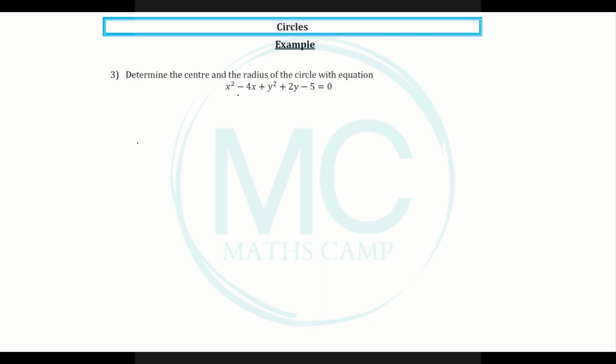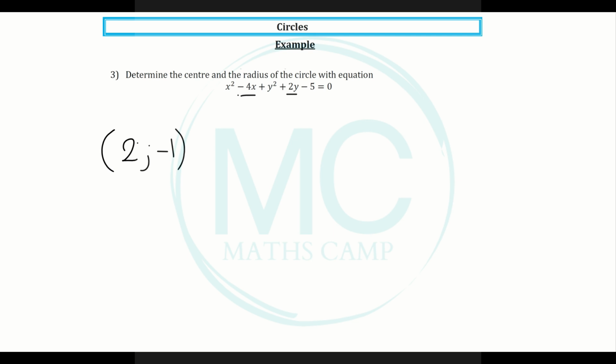Determine the center and the radius of the circle with this equation. Let's start with the center. For the x coordinate, we look at the coefficient of x, negative 4. Divide by 2 gives us negative 2. Change the sign and we get positive 2. For the y coordinate, we look at the coefficient of y, which is 2. Divided by 2, we get 1. Change the sign and we get negative 1. These are the coordinates of our center.